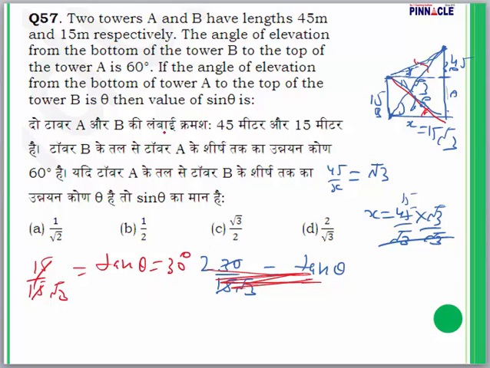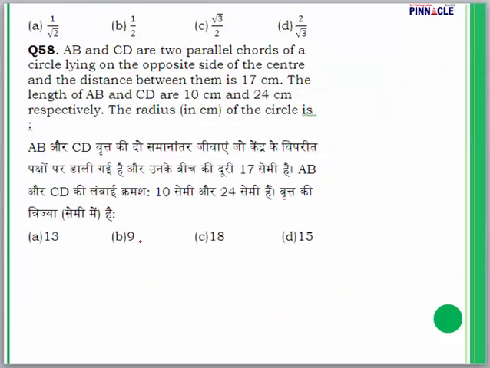So we have to find the value of sine theta. Sine 30 would be how much? Sine 30 would be 1 by 2. Answer is B.